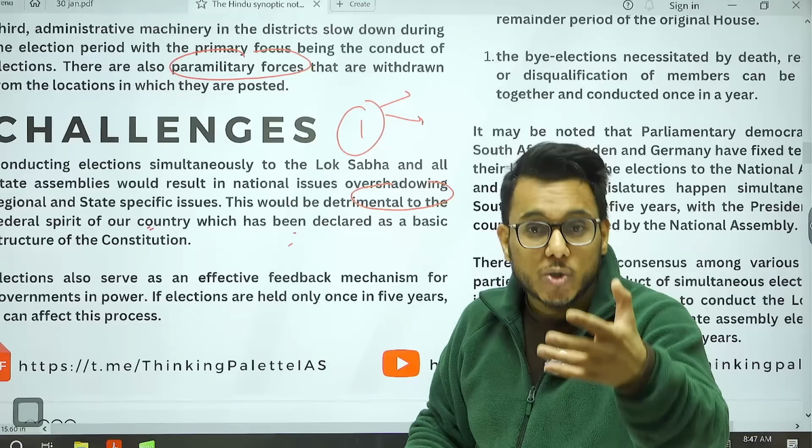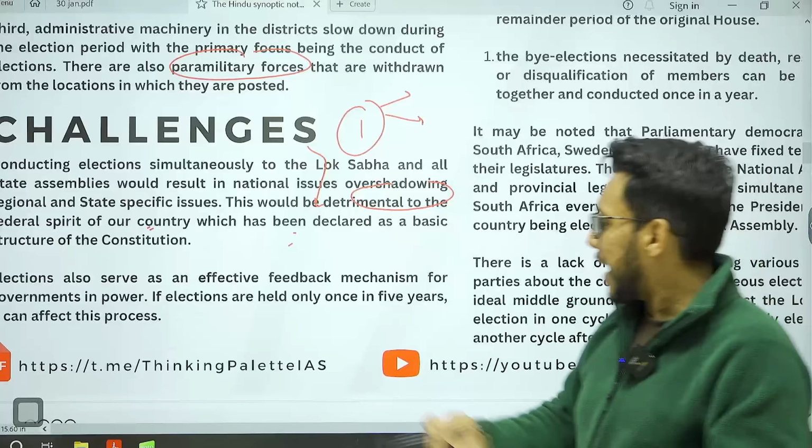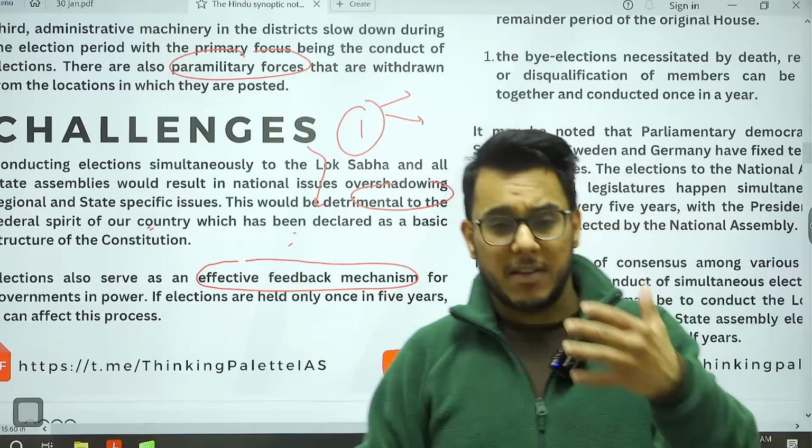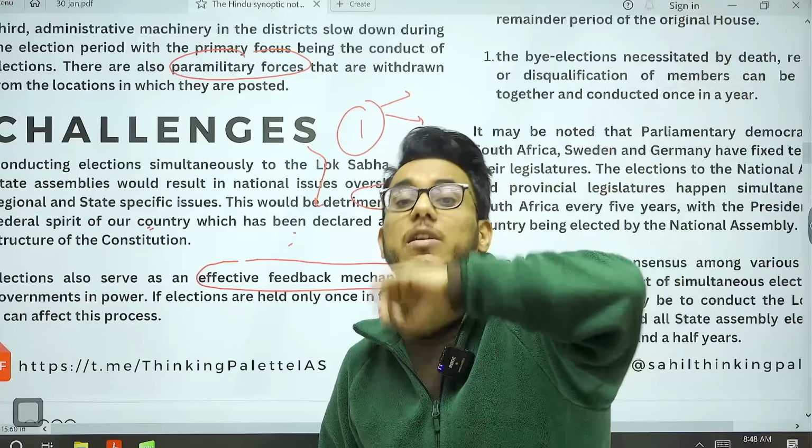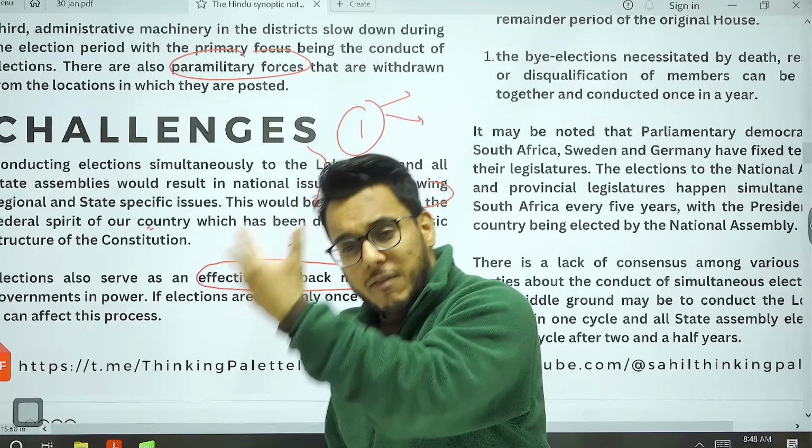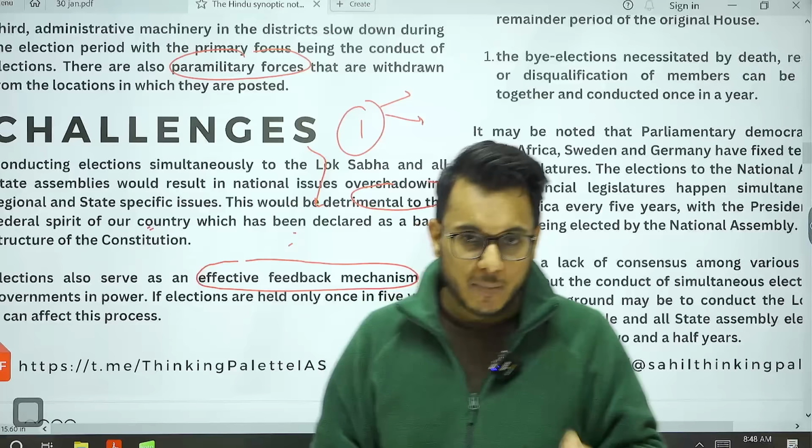The next challenge that comes here is that elections are also an effective feedback mechanism. Every year, when there are elections, through elections voters can give feedback even to the national government that, okay, we are not liking your policy or we are liking your policy. So, election is a feedback mechanism. And because elections are coming, government has to reach out to the voter. Therefore, it fulfills a very basic aspect of democracy, that is accountability. But if we have simultaneous elections, that feedback mechanism would be lost.